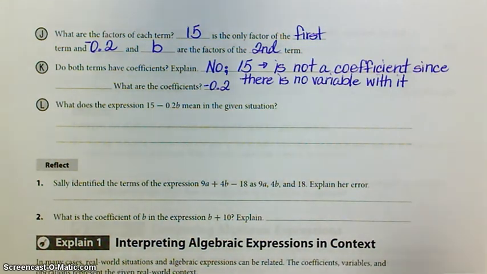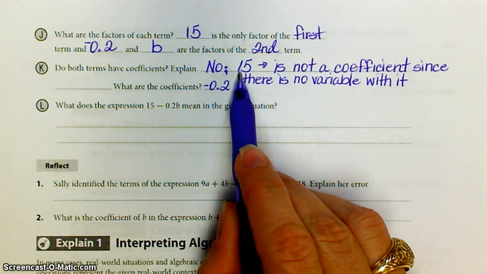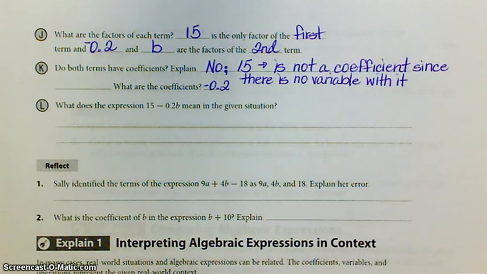So just give you guys a chance to write that down. 15 is not a coefficient. Why is 15 not a coefficient? Because there's no variable with it. There is a coefficient on the b, and that's negative 0.2.